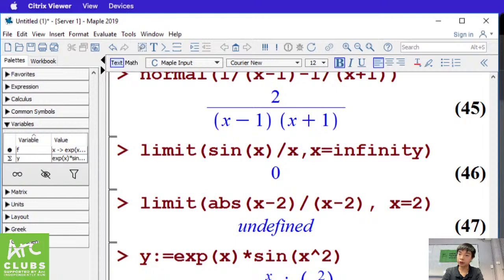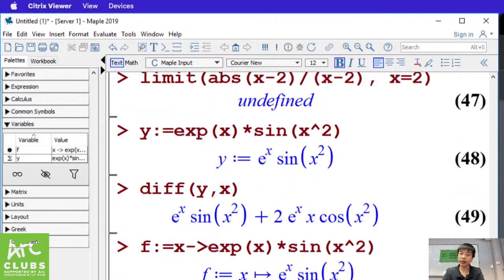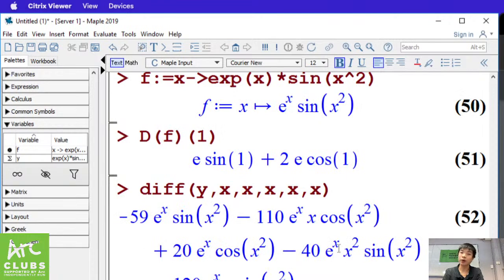So we can also do higher derivatives. The way we would do that is we would do diff, and then we would put in an expression such as y. Then to do the second derivative, you would add an extra x as an argument, and that would get you the second derivative. If you wanted the third derivative, you would add another x. But it might get a bit messy once you have 5 going, right?